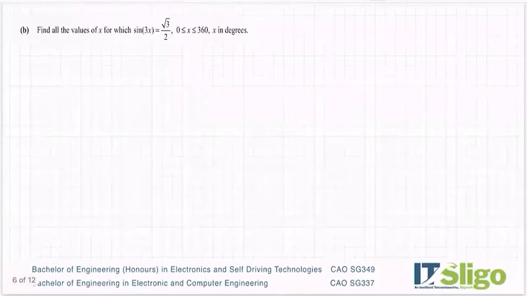So this is the question we've been doing this evening. Find all the values of x for which sine 3x equals root 3 over 2, where 0 is less than or equal to x is less than or equal to 360.